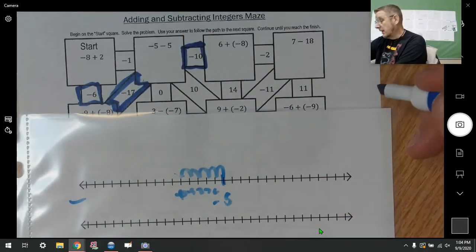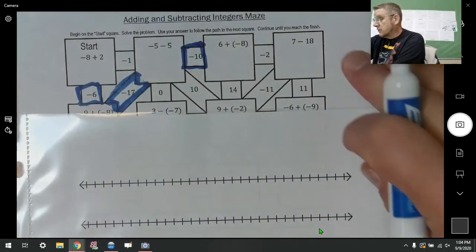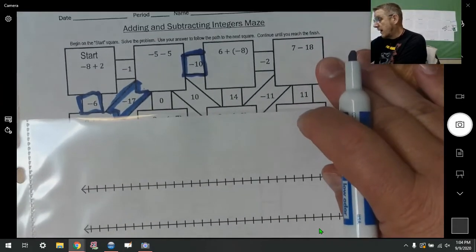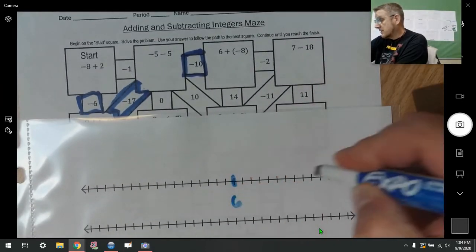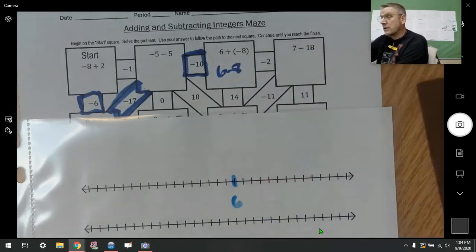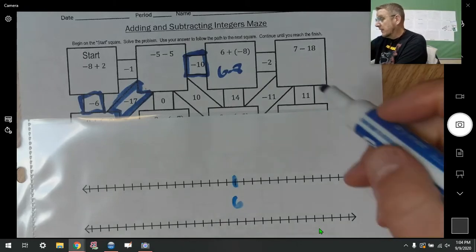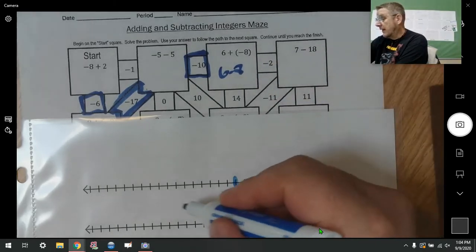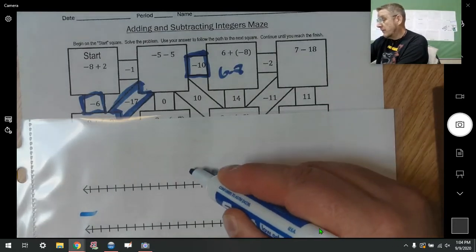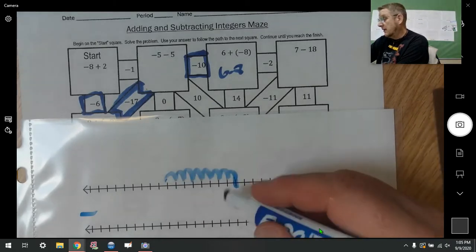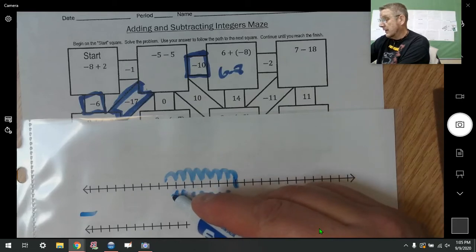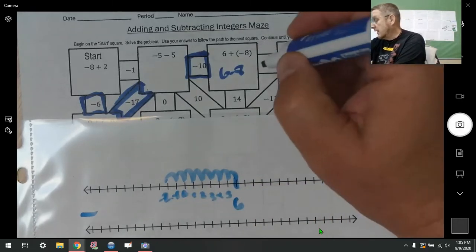Now I have 6 plus a -8. That is extremely similar to the one we did over here, except I'm not going to start at a -9. I'm going to start off at 6, and I'm going to add a -8. Now that's similar to 6 minus 8. So I'm just going to move in the negative direction. 1, 2, 3, 4, 5, 6, 7, 8. So that's 5, 4, 3, 2, 1, 0, -1, -2. So it is a -2.